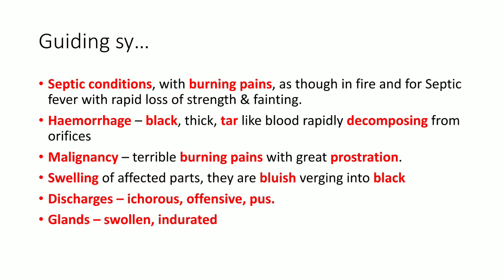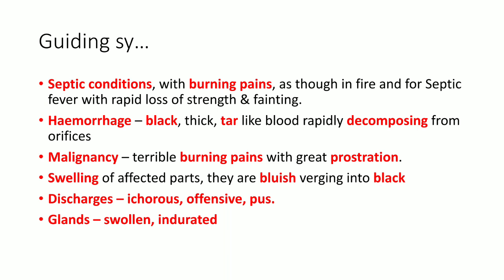Again, swelling of affected parts which are bluish and verging into black. These symptoms you have learned in the skin symptoms of Lachesis also. Here the swelling, either edematous swelling or glandular swelling, is attended by skin that has a bluish color changing to black. Then regarding discharges, all discharges are ichorous. Ichorous means acrid in nature and offensive. Due to the decomposing nature of blood, the discharges all are offensive and pus-like. Thick, pus-like, ichorous and offensive are the nature of discharges. And regarding glands, all glands are swollen and indurated. So these are the guiding symptoms.